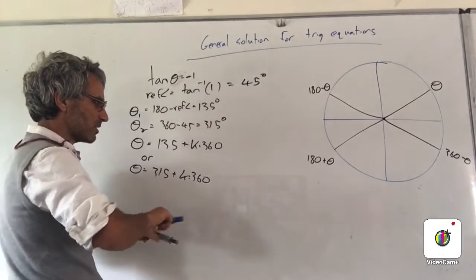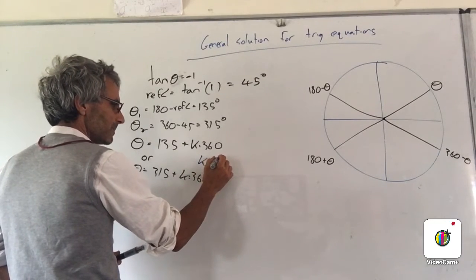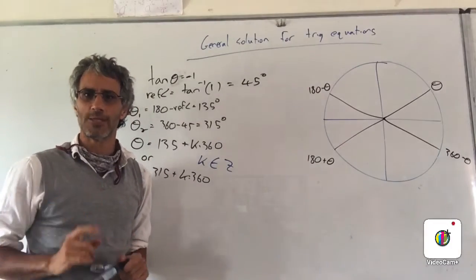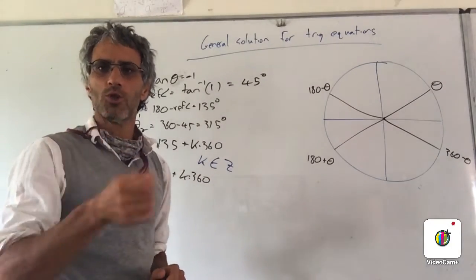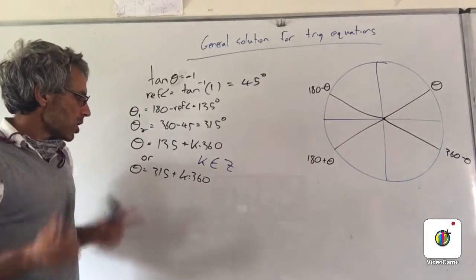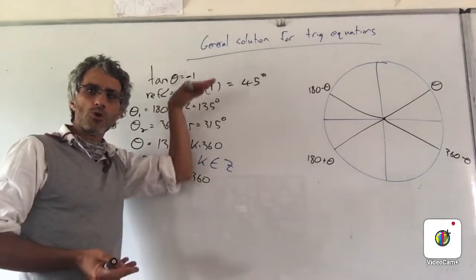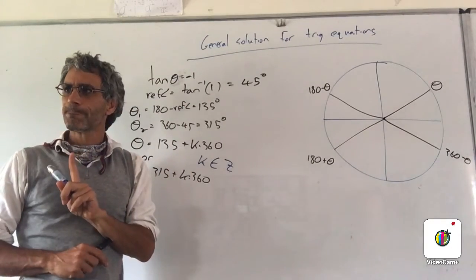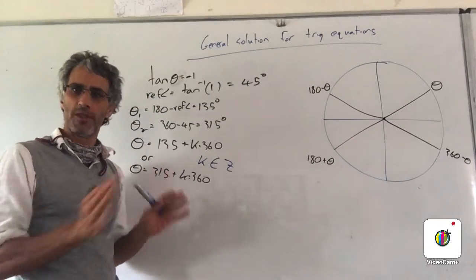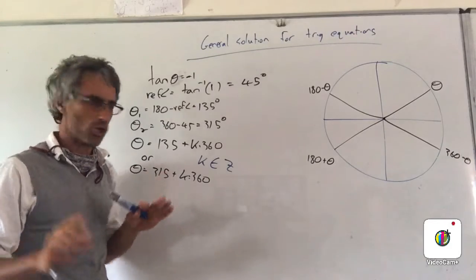And I need to specify that K belongs to Z. It's not a natural number, it's an integer: 0, 1, 2, 3, or minus 1, minus 2, minus 3, and so on. If you write that in a test, you will just lose 1 mark. So even if you don't get what I'm going to say now, it's not the end of the world, you're just losing 1 mark. But what I'm going to say now is not too difficult, so don't worry about it.